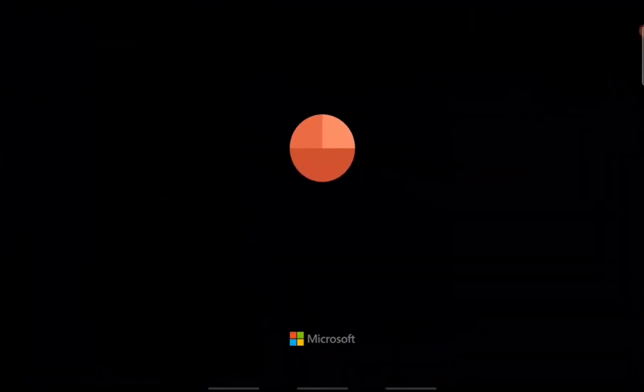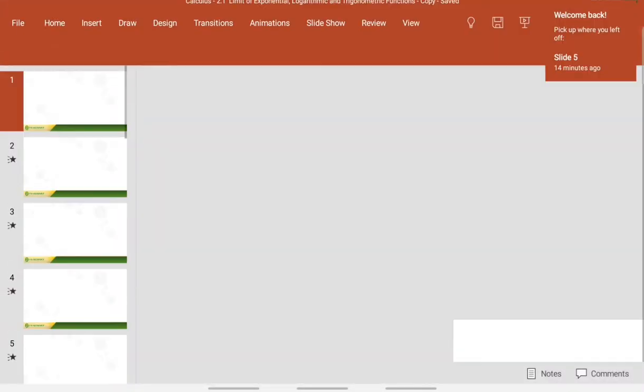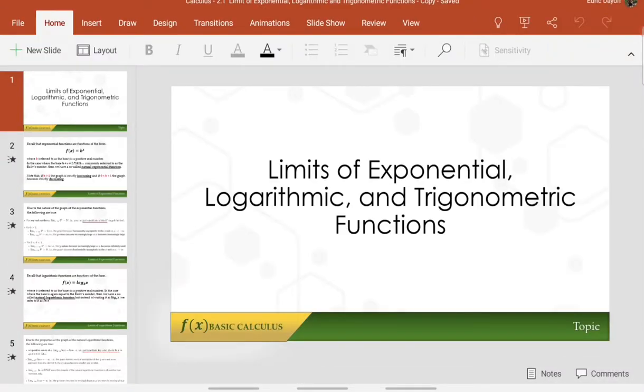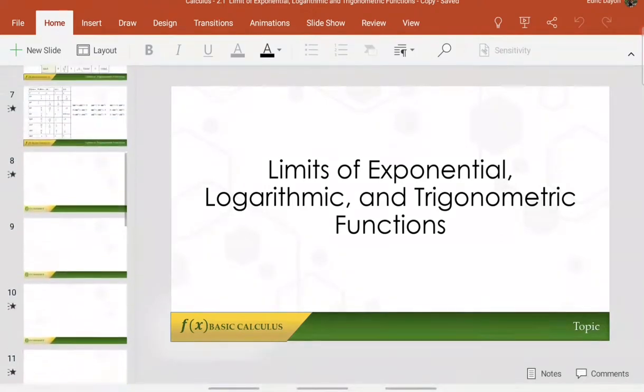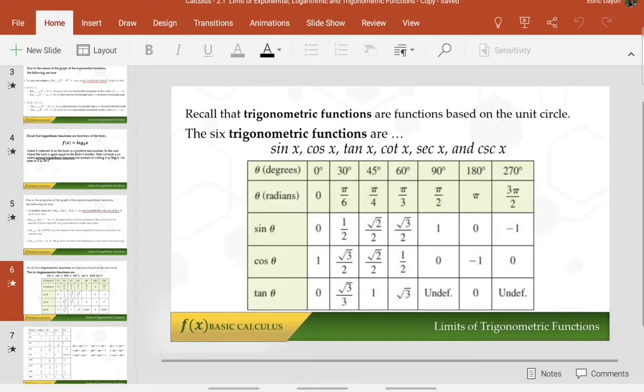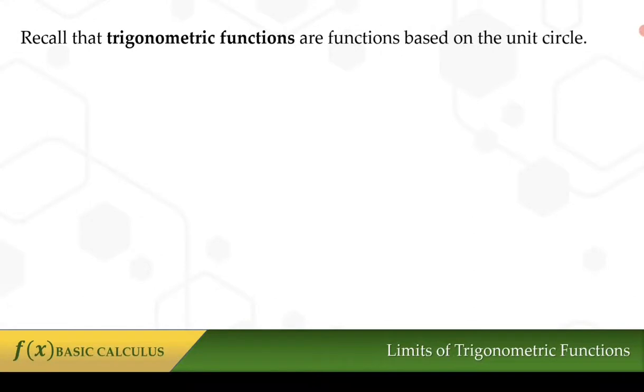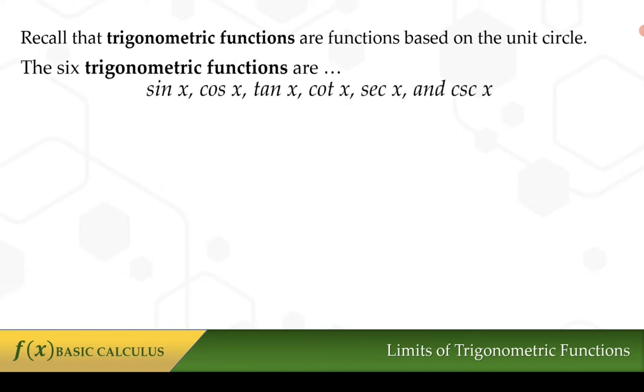How about the limit of a trigonometric function? Let's check our presentation for trigonometric functions. All right, so for trigonometric functions, recall that trigonometric functions are functions based on the unit circle, okay? So we have 6 trigonometric functions: sine, cosine, tangent, cotangent, secant, and cosecant, okay?